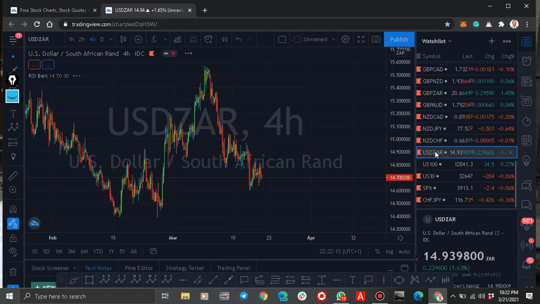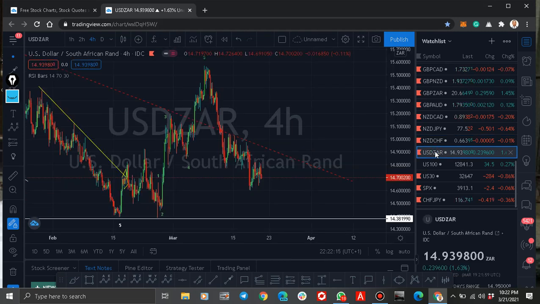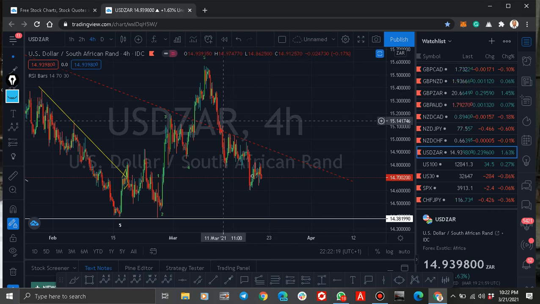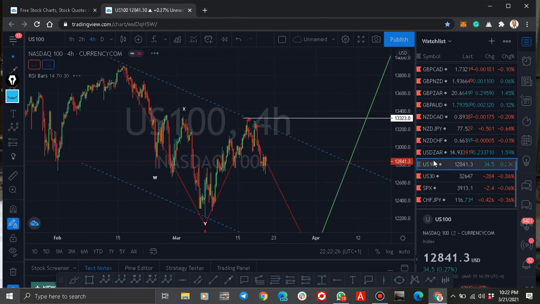USD ZAR and pounds ZAR. I'm just looking for that. They don't give me a meaningful structure. So I'll be watching to know what happens when the price comes down here. US 100, Nasdaq 100.